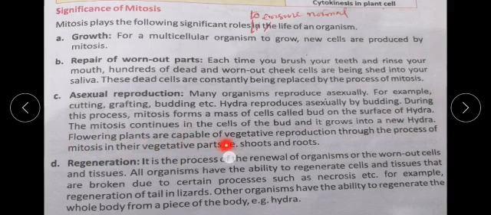Similarly, flowering plants are capable of vegetative reproduction or asexual reproduction through the process of mitosis in their vegetative parts, that is shoots and roots. Now in plants, cuttings and grafting are the two methods of vegetative reproduction in which we can multiply the number of plants through asexual reproduction. Over here, mitosis helped the plant.